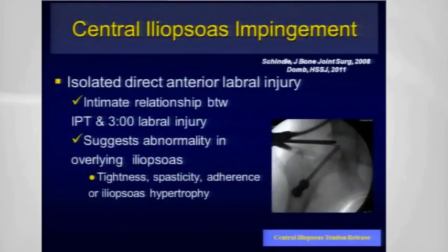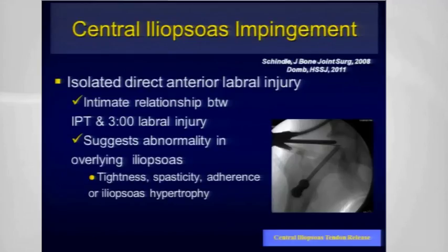So let's just talk about central iliopsoas impingement. This is an isolated, direct anterior labral injury, and what occurs is you have an intimate relationship between the iliopsoas tendon and that far anterior labrum at the 3 o'clock position. And what this suggests is you have an abnormality in the overlying iliopsoas tendon, whether it's really taut. Is it spastic tendon? Is it adhering down to the anterior labrum, or is it due to iliopsoas hypertrophy?